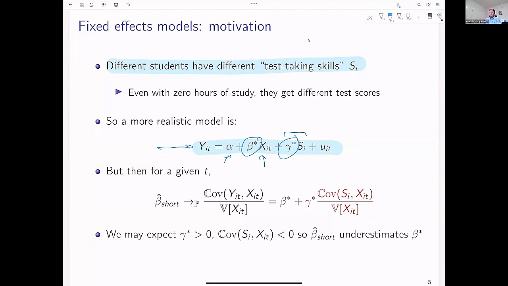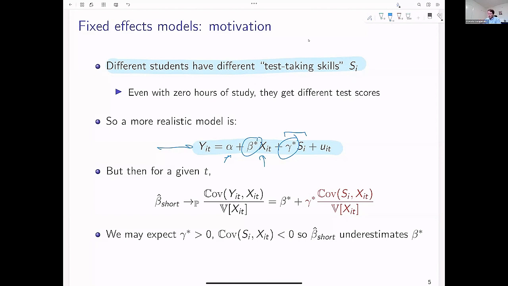Okay, so then in this more realistic model, we would say beta star is capturing how much we think test scores would increase with an extra hour of study, holding test-taking skills constant. So for people with the same test-taking skills. And similarly, gamma star would measure how much we expect the test score to change for people with higher test-taking skills, fixing the number of hours of study.